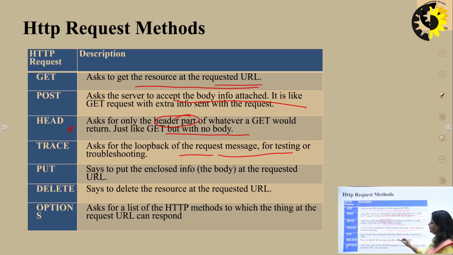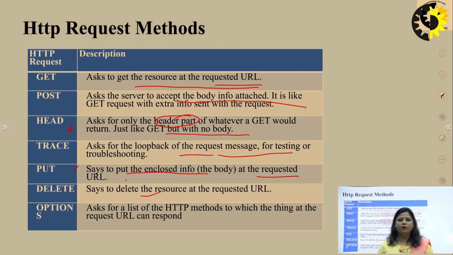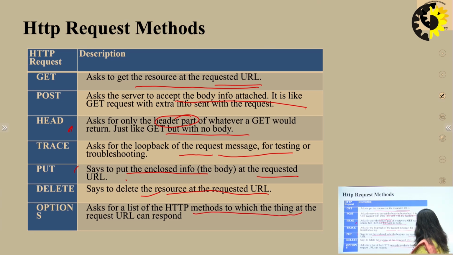Next is PUT, which says to put the enclosed info at the requested URL. Whenever we need to delete any page or any content, we use the DELETE HTTP request method, which says to delete the resource at the requested URL. Now, last is OPTIONS. It asks for a list of HTTP methods to which the thing at the requested URL can respond.